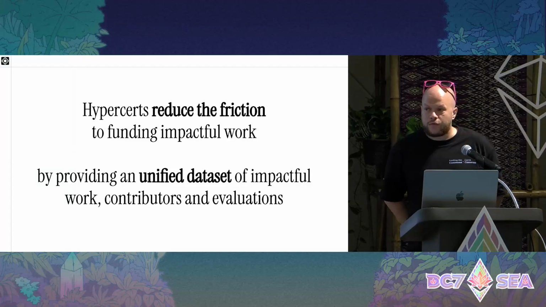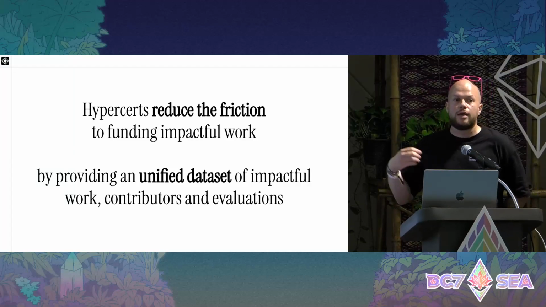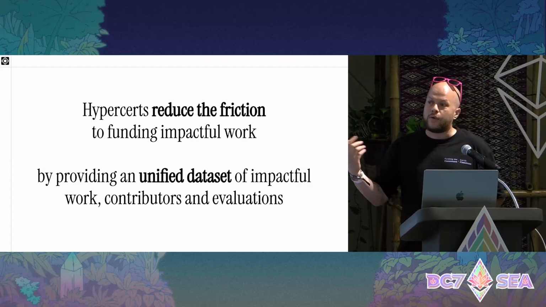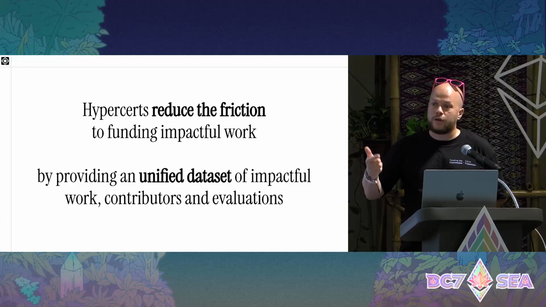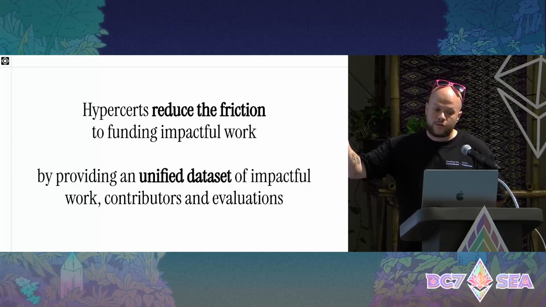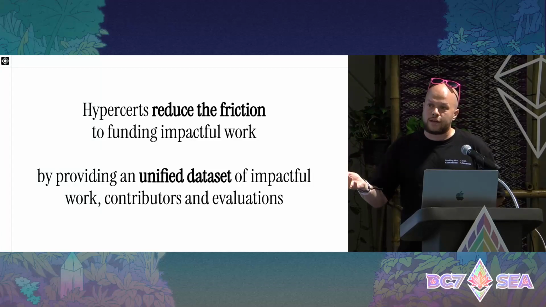Hypercerts reduce the friction to funding impactful work because we gather all the data that we have in our network about ownership, funding flows, work that has been done, who has done this, where this has happened, and also the sales of these impactful work containers. And we provide a unified data set via our API and graph of impactful work, contributors, and evaluations. Again, the idea is that it flows into our whole ecosystem, and we build the uniform data layer.